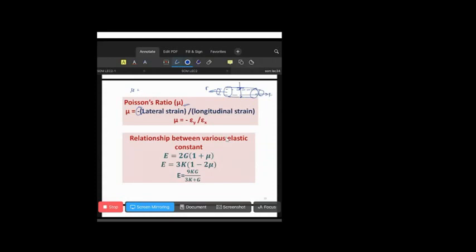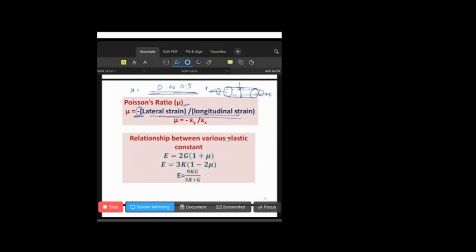Now, what is the range of mu? For engineering materials, your mu will vary from 0 to 0.5. Please keep a note of this. If mu is 0, what does it mean? Your lateral strain upon longitudinal strain will be equal to 0. If it is 0, it means even if I am applying a load, there will not be any deformation. Are you getting my point or not?